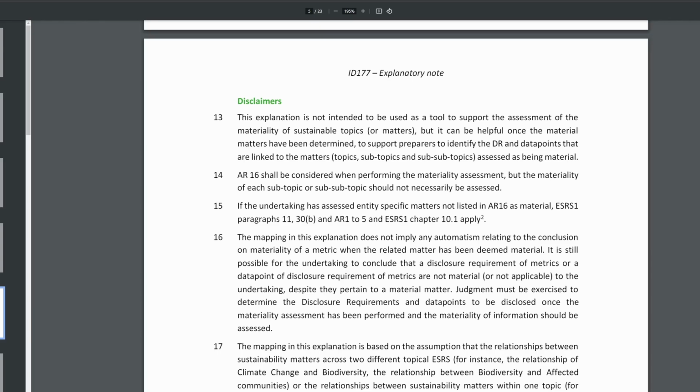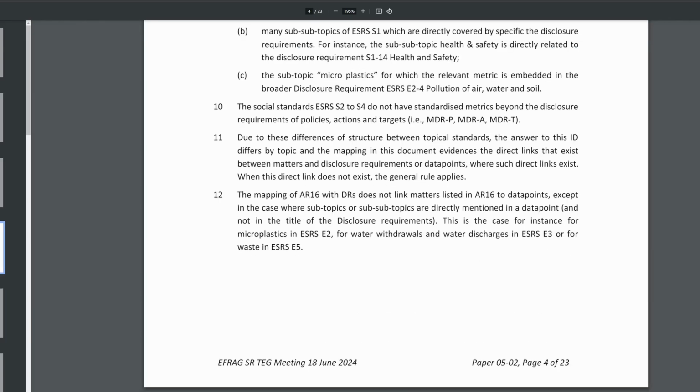A couple more points then on this document before we jump to the mapping itself. Quick note here, this is paragraph 12, the mapping of AR16, so the mapping of sustainability matters with disclosure requirements does not link to specific data points, right? This mapping does not go all the way down to the granularity of data points. It is mostly at the disclosure requirement level. This is quite important for metrics because it's not filtering out every single metric. It is not doing that. It is going to the disclosure requirement level and it is providing guidance for the judgments.